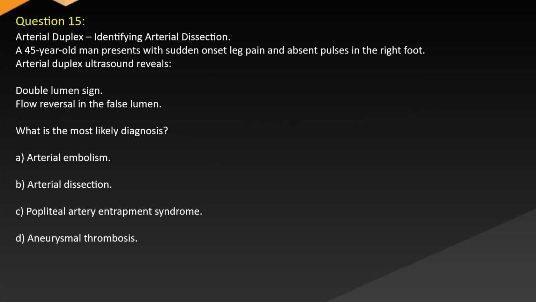Question 15. Arterial duplex. Identifying arterial dissection. A 45-year-old man presents with sudden onset leg pain and absent pulses in the right foot. Arterial duplex ultrasound reveals double lumen sign, flow reversal in the false lumen. What is the most likely diagnosis? A. Arterial embolism. B. Arterial dissection. C. Popliteal artery entrapment syndrome. D. Aneurysmal thrombosis. Answer B.